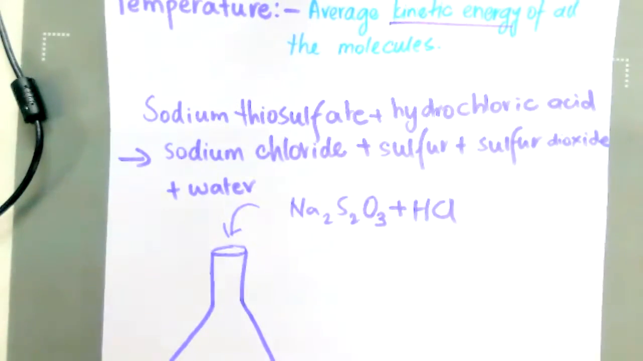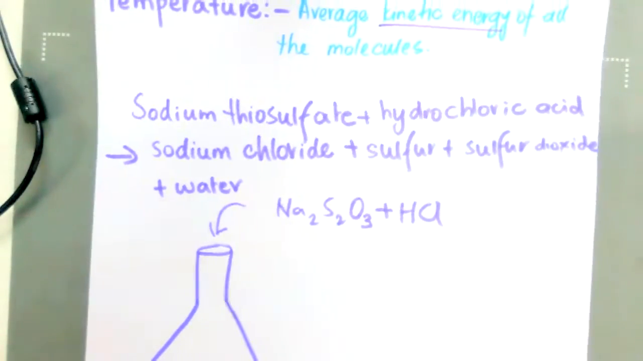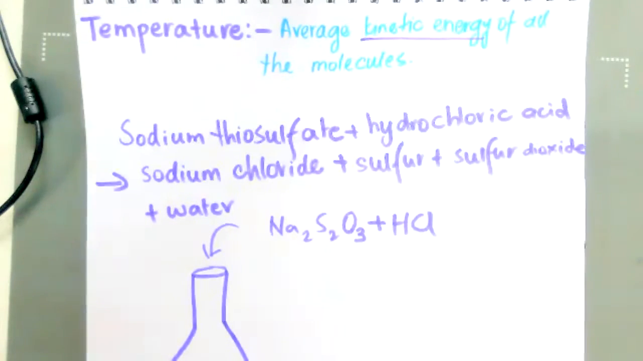So this thiosulfate is a colored substance, okay, and it will lose its color as the reaction proceeds. Why? Because thiosulfate is a yellow colored precipitate. It's a yellow solid. And as the reaction proceeds, it will lose that color because it will give away.